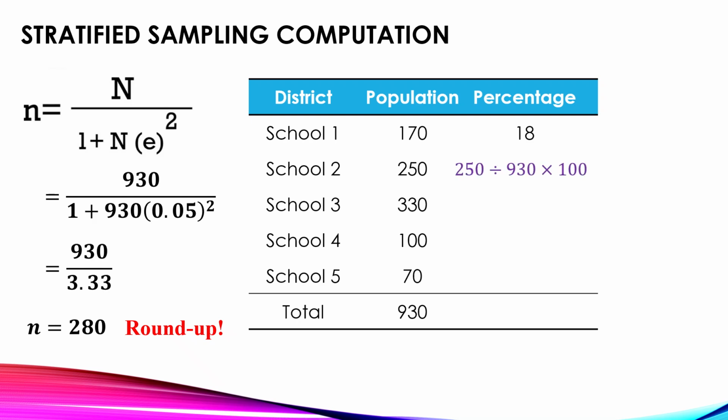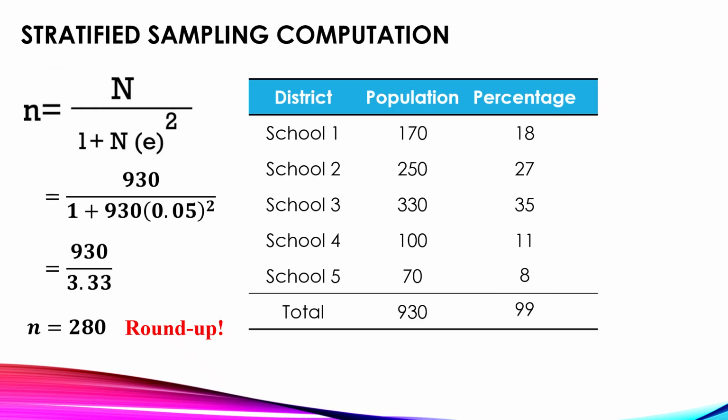Next, 250 divided by 930 times 100. So it will be 27%. 330 divided by 930 times 100 is 35. For 100 divided by 930 times 100, it is 11. And 70 divided by 930 times 100 is 8. So it must have a total of 100.